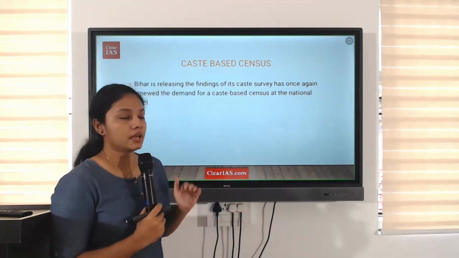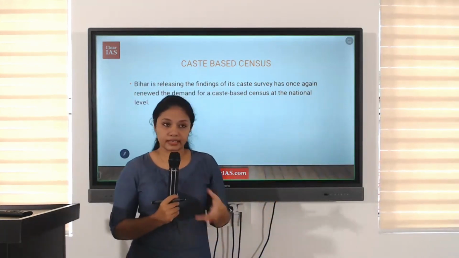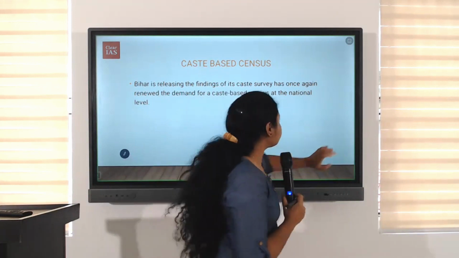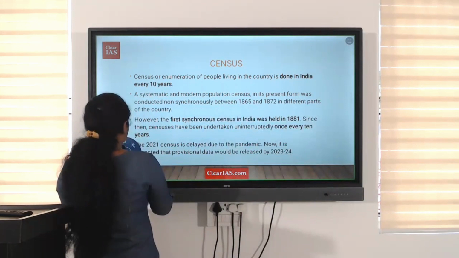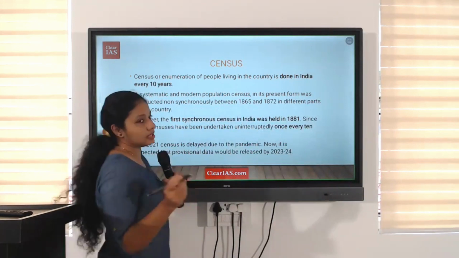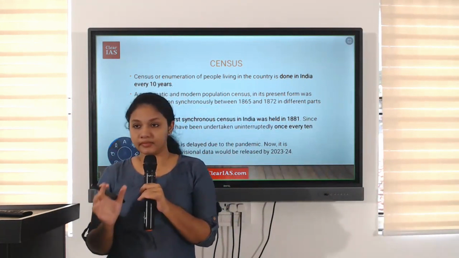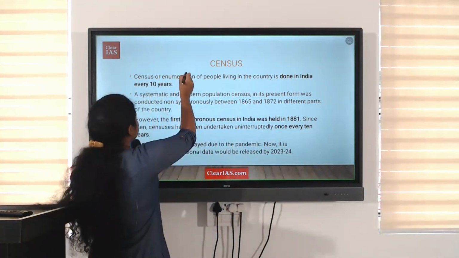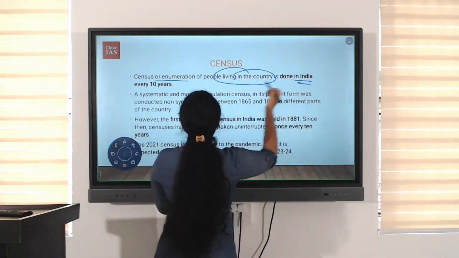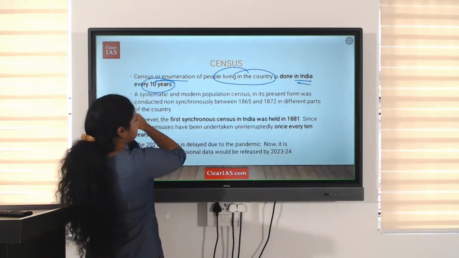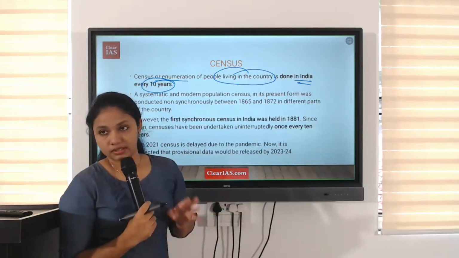Okay. So now, before going to the caste-based survey, let's first see what is a census. So what is a census? As you know, the census happens every 10 years. It determines the number of people in a country, right? Census or enumeration of people living in the country. It is done in India every 10 years. Okay. Now, when was it developed? That is the next question, right?